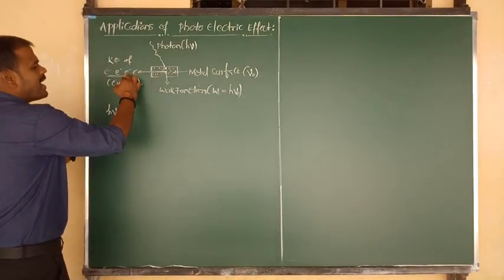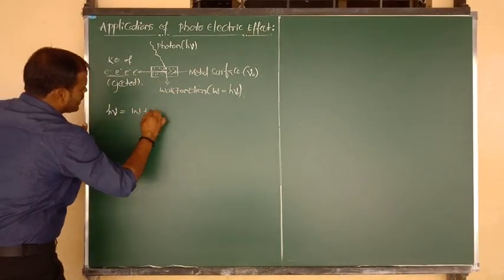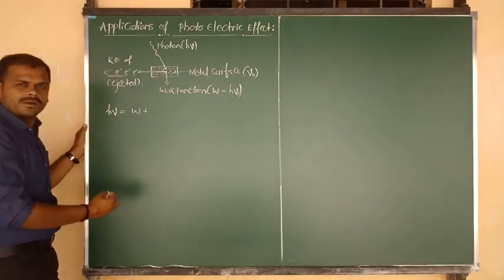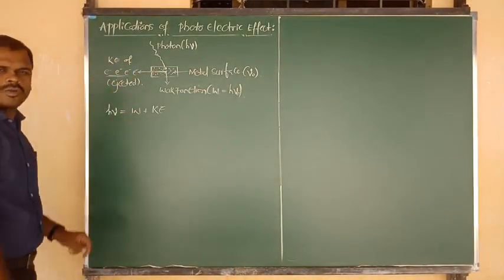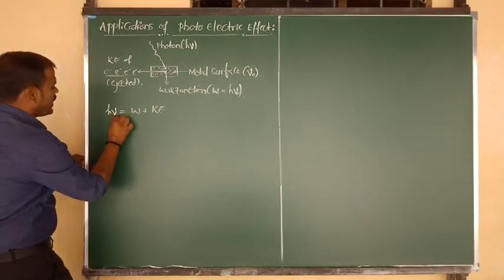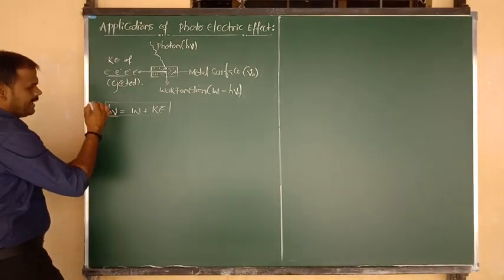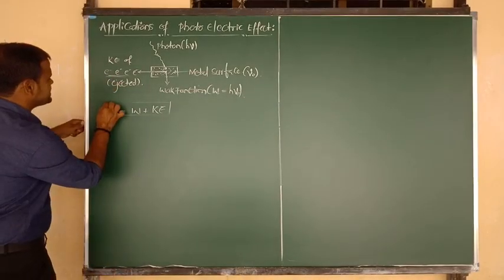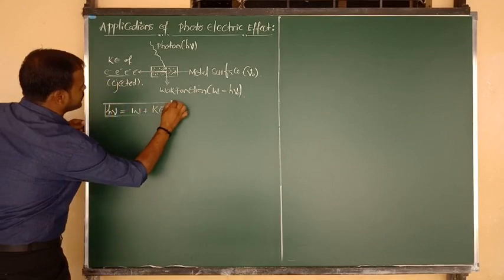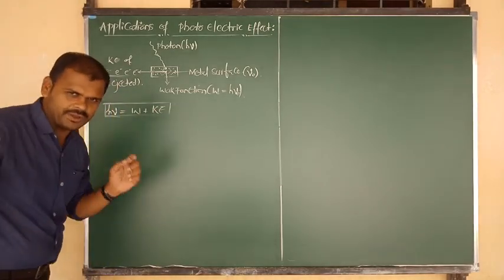Some energy we are utilizing for the removal of the electron, that is equal to the work function. The remaining energy appears in the form of kinetic energy of the ejected electrons. So h nu is equal to W plus Ke. It is known as Einstein's photoelectric equation. This equation we have already derived in the last video class.